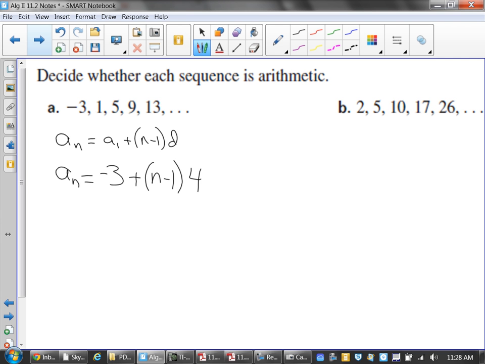From there, all you have to do is distribute and combine like terms. Is a sub 1 always going to be the first number? Yes, sir. A sub 1 is always the first term in the sequence. Always, always, always. Okay. So you have negative 3 plus 4n minus 4. So you have 4n minus 7 as your rule for that sequence.